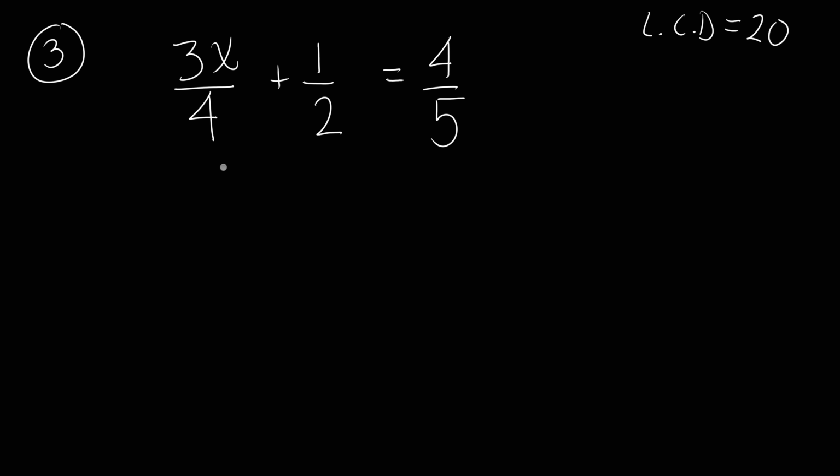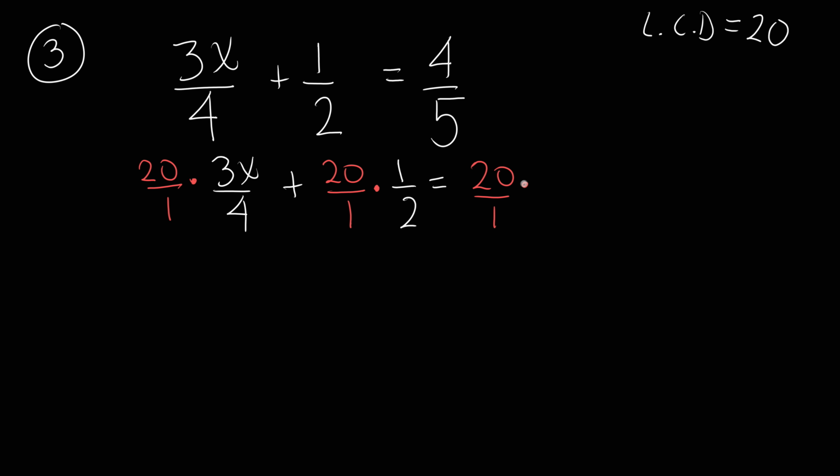Now I'm going to rewrite, just because I don't want to be squeezing my numbers here. I'm going to rewrite everything times 20. So I'm going to put a 20, and it's preferred if you do 20 over 1. 20 over 1 times 3x over 4 plus 20 over 1 times 1/2 equals, I prefer my equals to be aligned. It didn't happen. But try to align them. So times 4/5. It's better for you to write it like this instead of squishing it here.